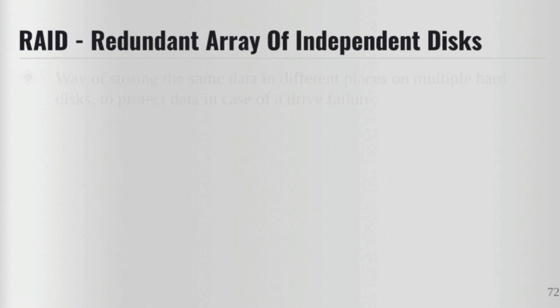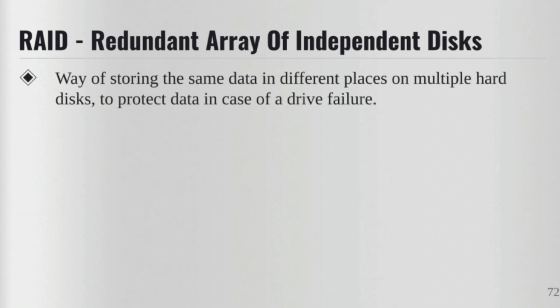So what is RAID? Well, RAID is a way of storing the same data in different places on multiple hard disks. This is used to protect the data in case of a drive failure. So if you store data at multiple places, then in case one drive fails, at least we have the data on the second one. It's also used for performance purposes, where the read and write can be done in parallel. So let's talk about it.